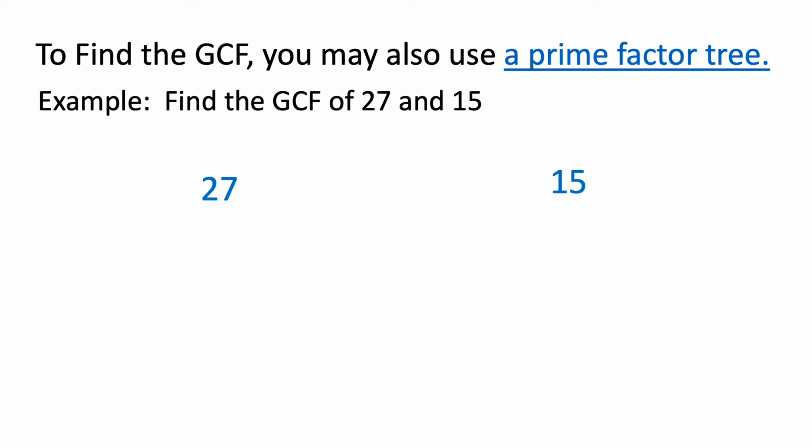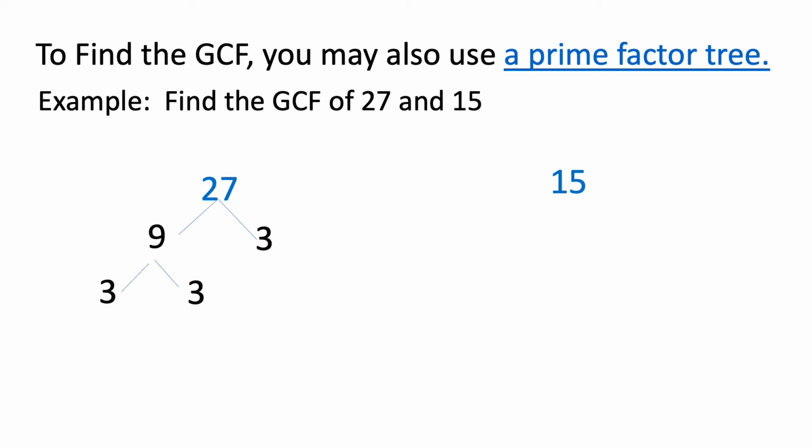Here's another method we can use. This is called a prime factor tree. We can factor the number 27 by finding two numbers that we can multiply together to make 27. 9 times 3. Now notice 3 is a prime number. 9 is still composite, so we can divide 9 into 3 times 3. Now 27 is divided into 3 prime numbers: 3 times 3 times 3.